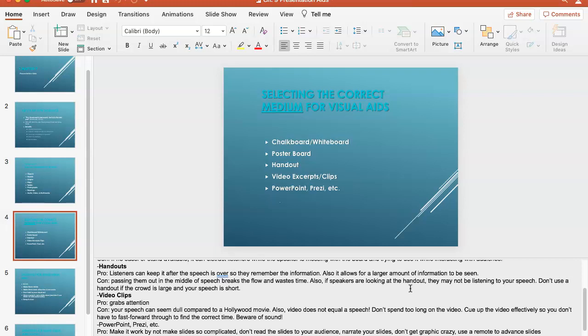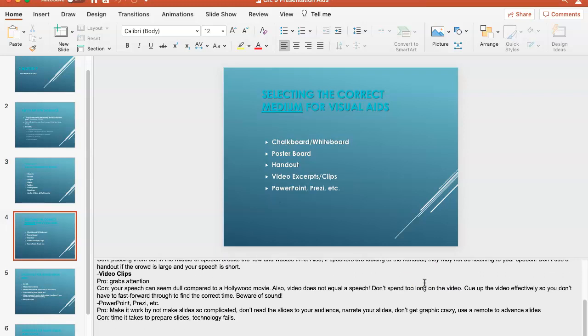A con of handouts is passing them out in the middle of a speech breaks the flow and wastes time. If listeners are looking at the handout, they're not listening to your speech. What do we do anytime we get a handout or a packet? We look ahead to see what's in the handout. Don't use a handout if the crowd is large and your speech is short.